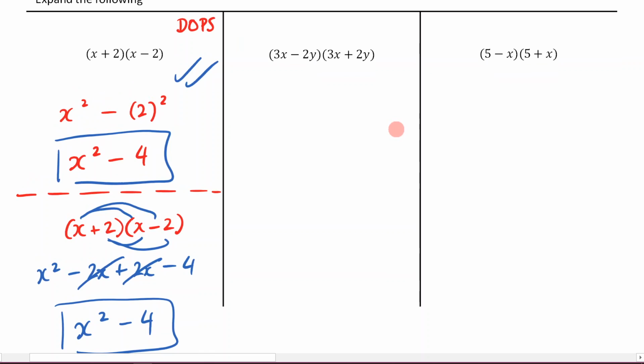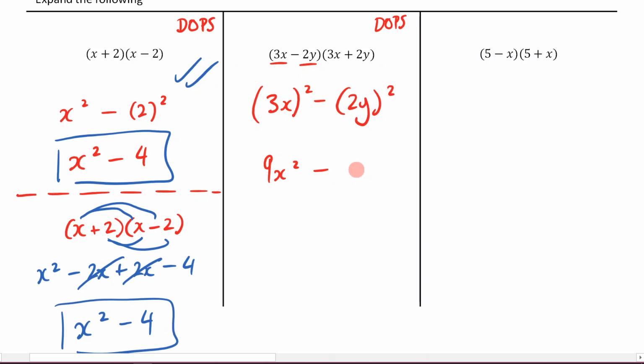And especially becomes useful when you have things that look a bit funky. So as we come over here now, you should immediately be able to recognize that, hey, it's 3x minus 2y, 3x plus 2y. This is difference of perfect squares. And because we recognize that, I'm just going to take this, square it, then subtract this and square it. So I'm going to get 3x squared is 9x squared minus 2y squared is 4y squared. And that is our answer. You can appreciate that that's a lot quicker than doing it this way.